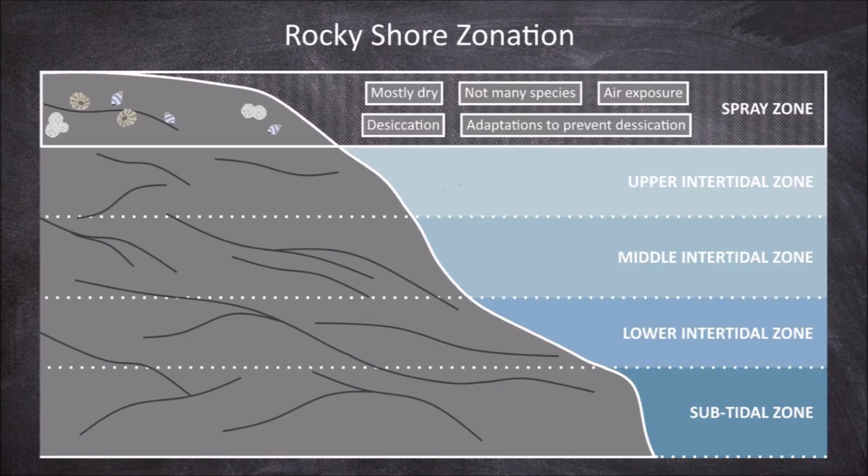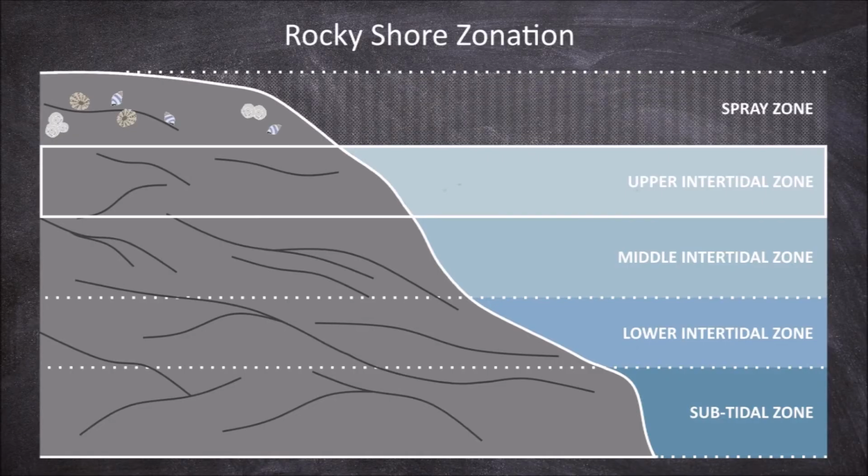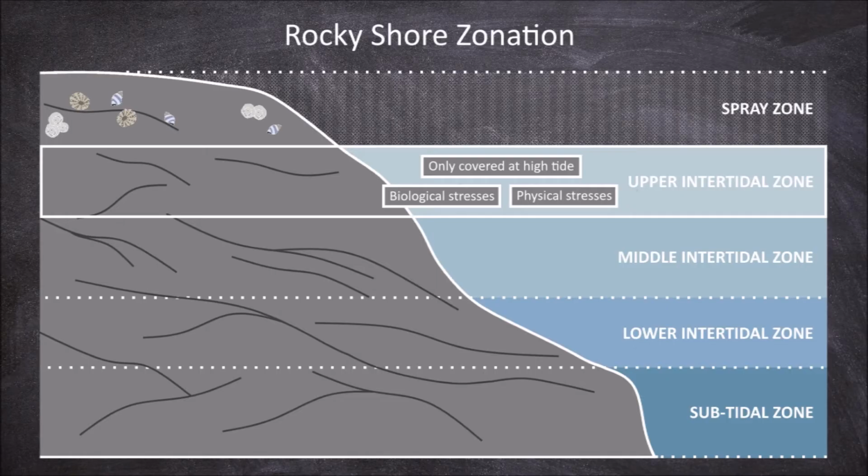The next zone down the rocky shore is the upper intertidal zone. This is the zone that is only covered by water during high tide. Organisms in this zone are subject to high levels of both biological and physical stresses. This zone is more diverse than the spray zone, and in turn there is more competition and predation between species. Organisms in this zone are also subject to potential desiccation, exposure to air when it is not high tide, as well as the effects of this zone getting buffeted by waves as the tide goes in and out over the day.